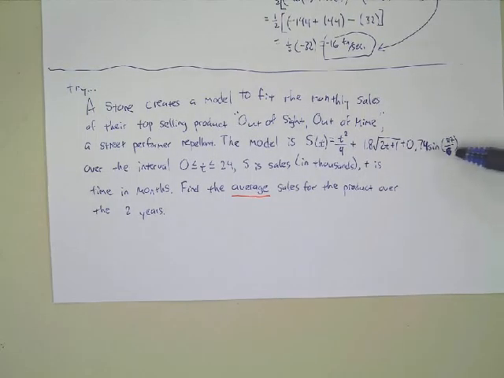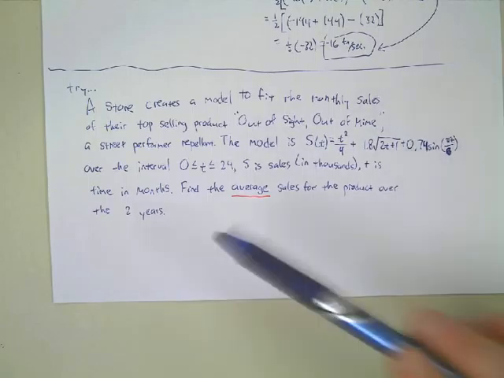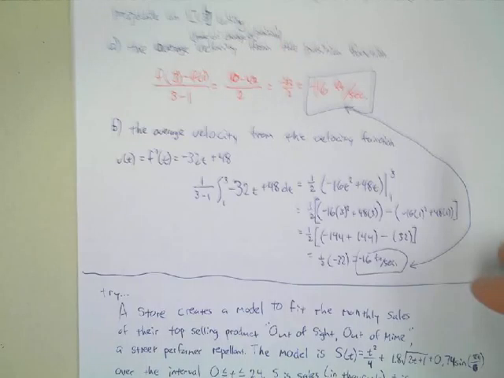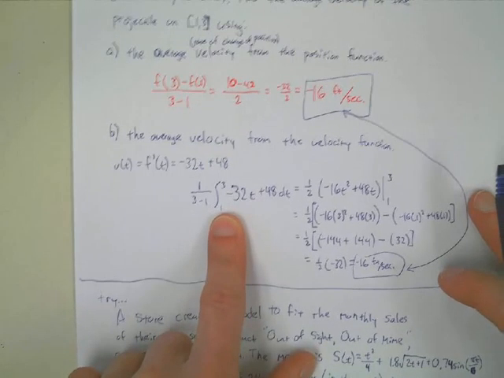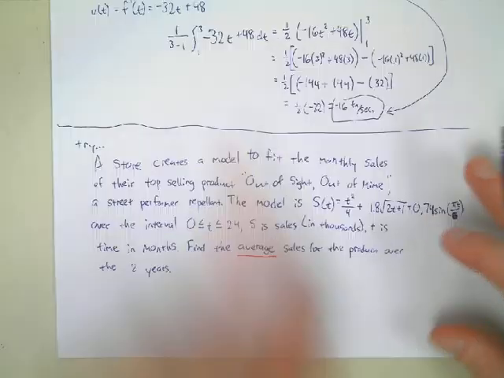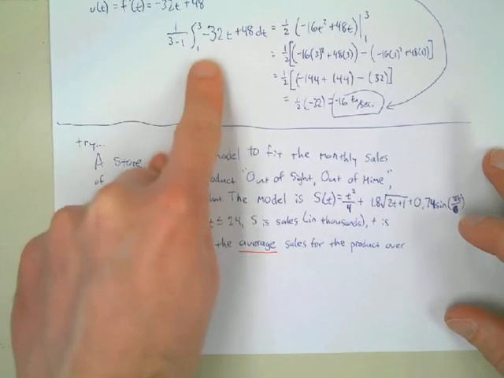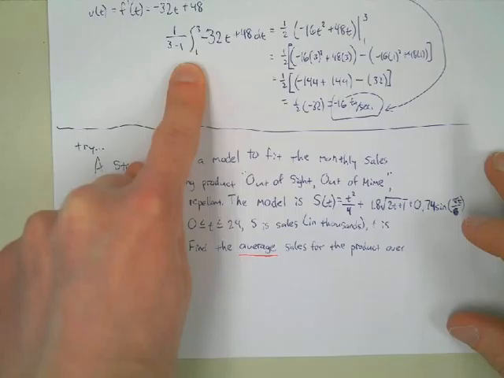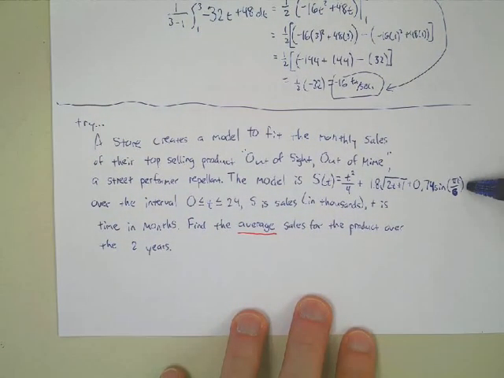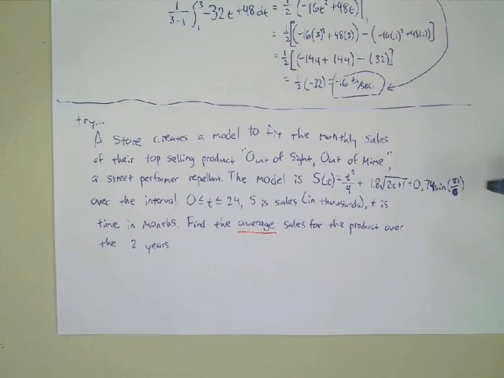Okay. So if I'm given the sales function and I want to find the average sales, am I using 1 over b minus a times the integral from a to b, or am I using f of b minus f of a over b minus a? I am using the first one here, the one I mentioned first. Which means we have to take the integral. You mean the integral? Yes, we're going to integrate. And by the way, you may use a calculator for this.